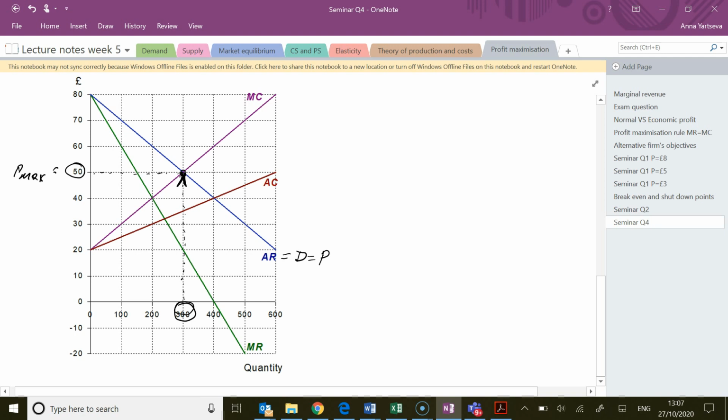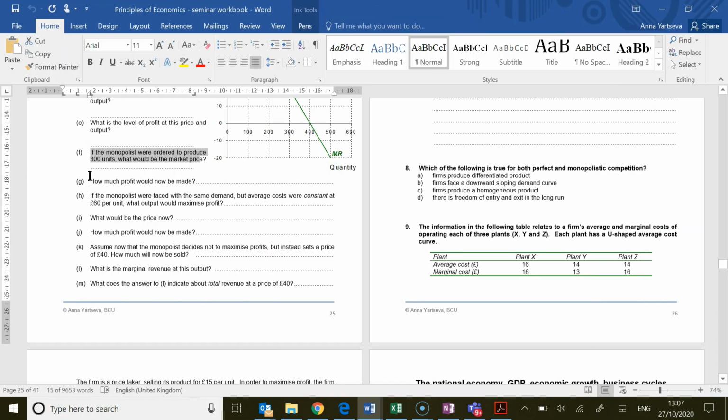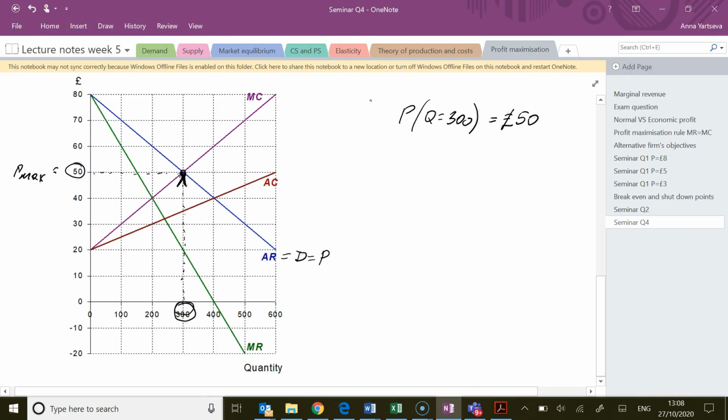So our next question is what price if quantity is equal to 300? Price for quantity equal to 300 will be equal to 50 pounds. So this was question F. And next question is how much profit would be made? This was F. Next question is profit.